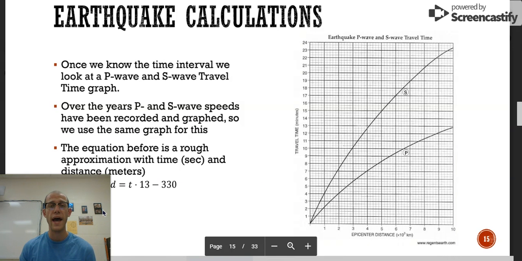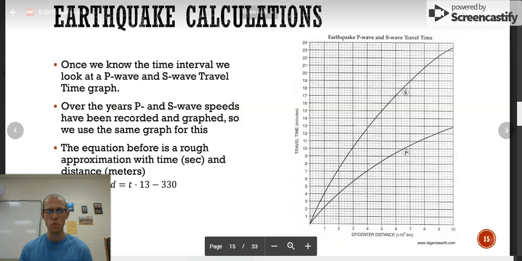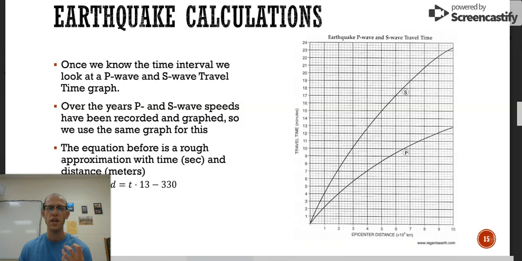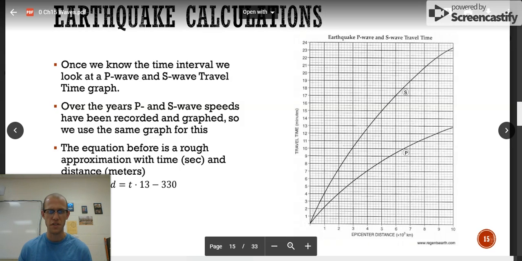Once you have your time, time is key. We're going to use that in a time distance graph. Notice I didn't say a distance time graph. Normally we have time down here on the x-axis and distance on the y-axis. This is backwards. We're going to use the time as something that we get out to determine the distance.